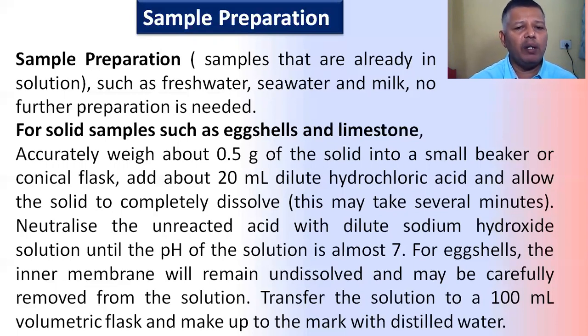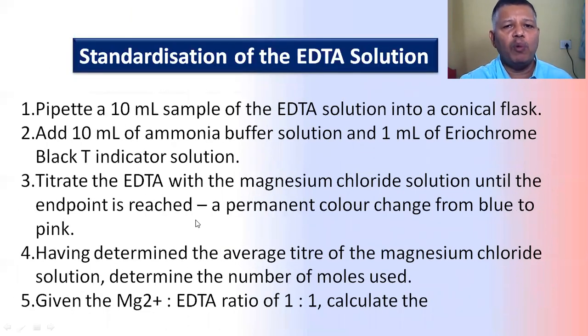It can be carefully removed from the solution, and this solution transferred to dilute, like 100 ml, 500 ml, or 250 ml, and from that we can take a small quantity. For example, for the preparation of the standard EDTA solution, we have to pipette out 10 ml of EDTA solution into the conical flask, then add 10 ml of ammonia buffer solution, and then add 1 ml of eriochrome black T indicator.